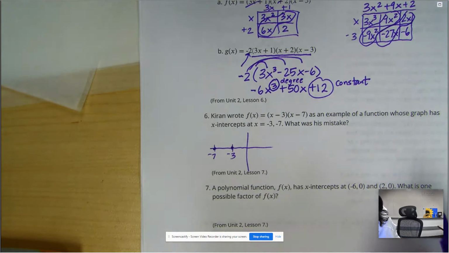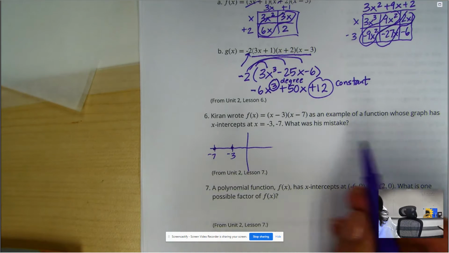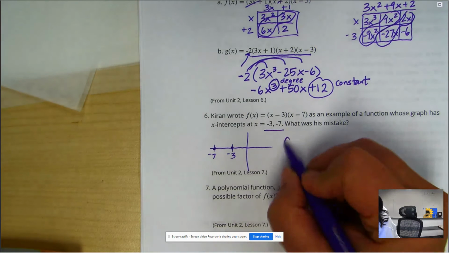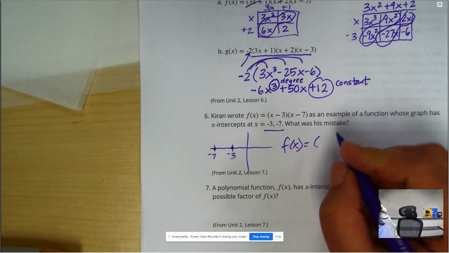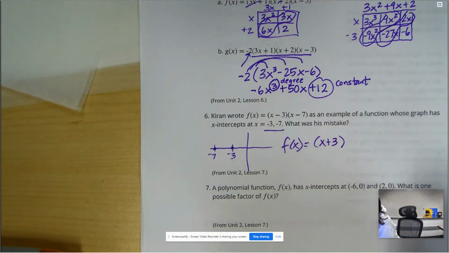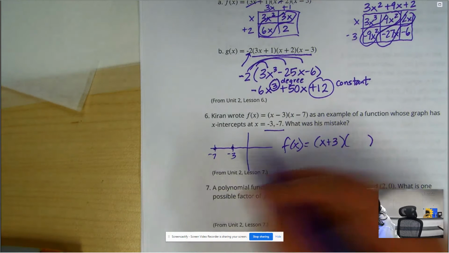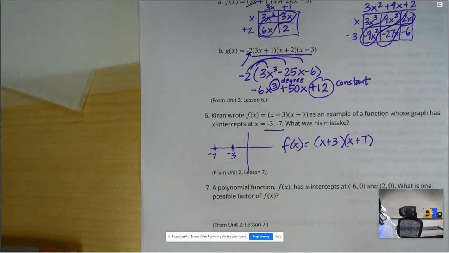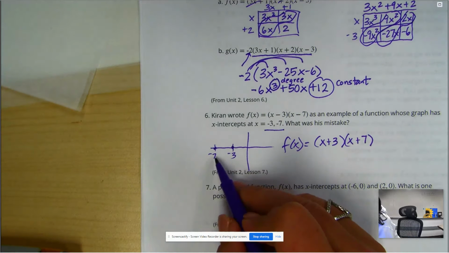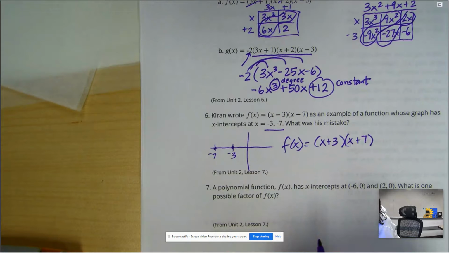So Kieran's mistake is he's just looking at what's in the parentheses and saying, he's going backwards. He's supposed to write a function that has these zeros. So I've got to think of, if it touches at negative 3, what did the factor look like? It said positive 3. And if it touches at negative 7, then what did the factor look like? Positive 7. His mistake is he's just taking those and putting those right in the parentheses.